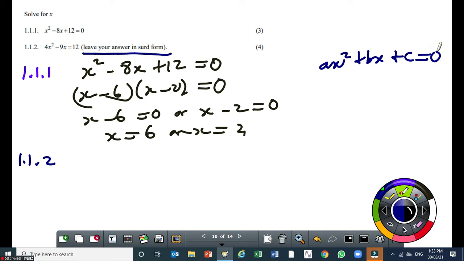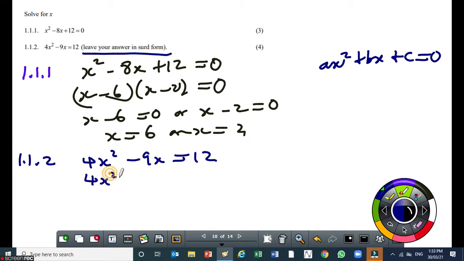If it is not in that form, then make it to that form. Now, is this a quadratic equation of that form? No. So what you do is you've got 4x squared minus 9x equal to 12. You take the 12 to the left.